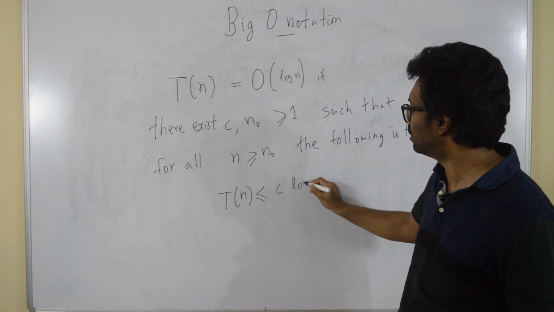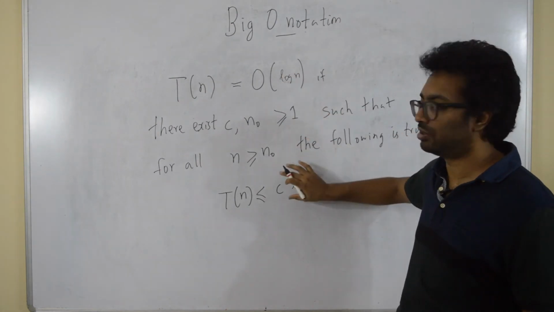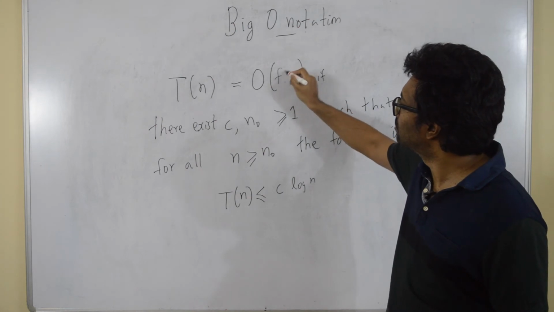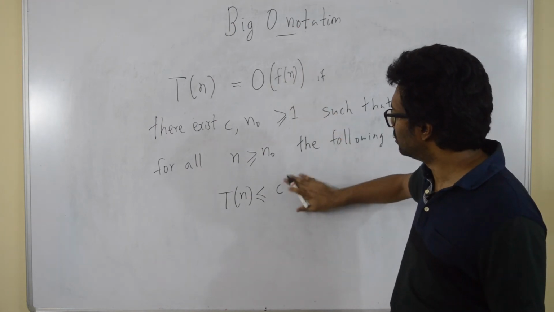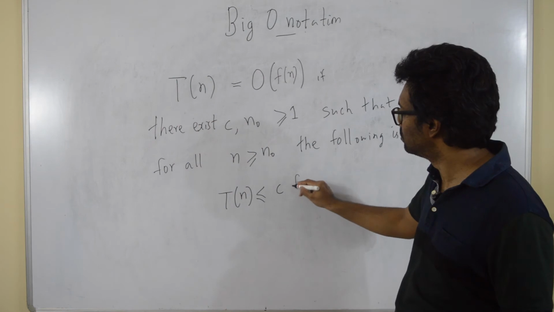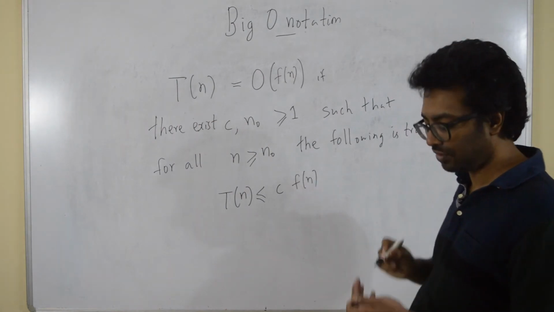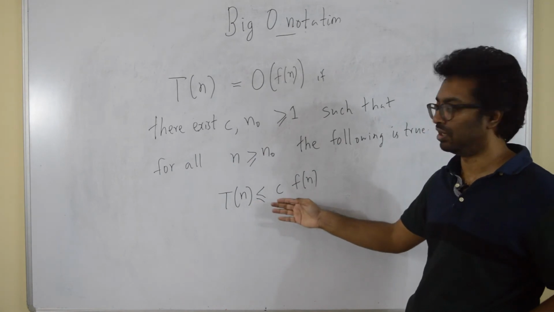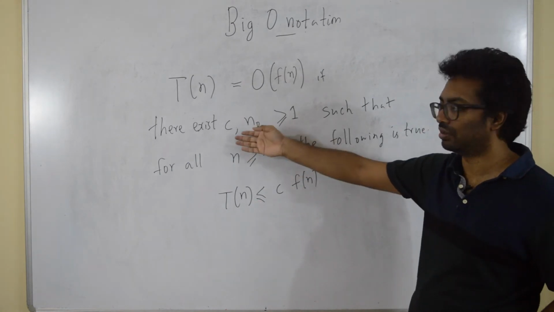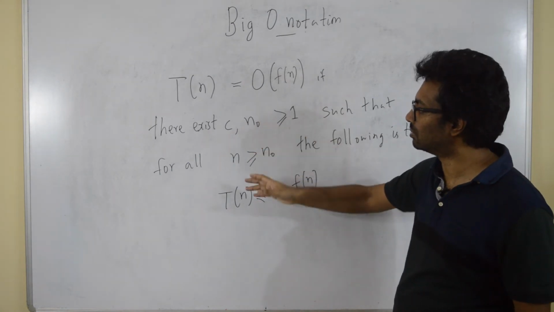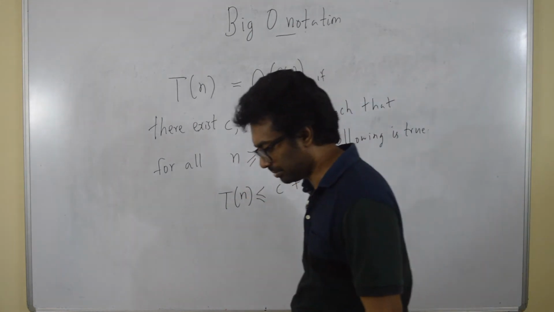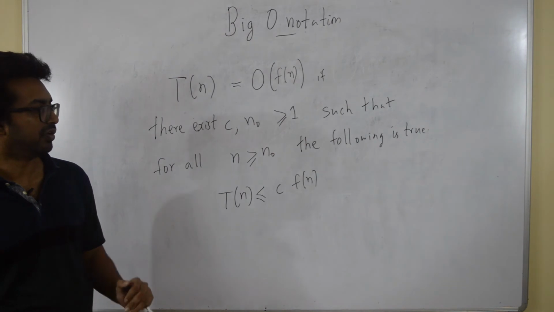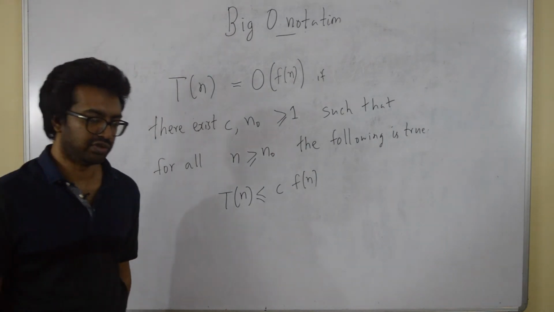So whatever is here is basically here. This is f of n, and this also is f of n. So T of n is equal to big O of f of n if T of n is less than or equal to C f of n, provided there are constants C and n0 such that all these things happen. This is the definition. Now we look at a few examples to understand this definition.